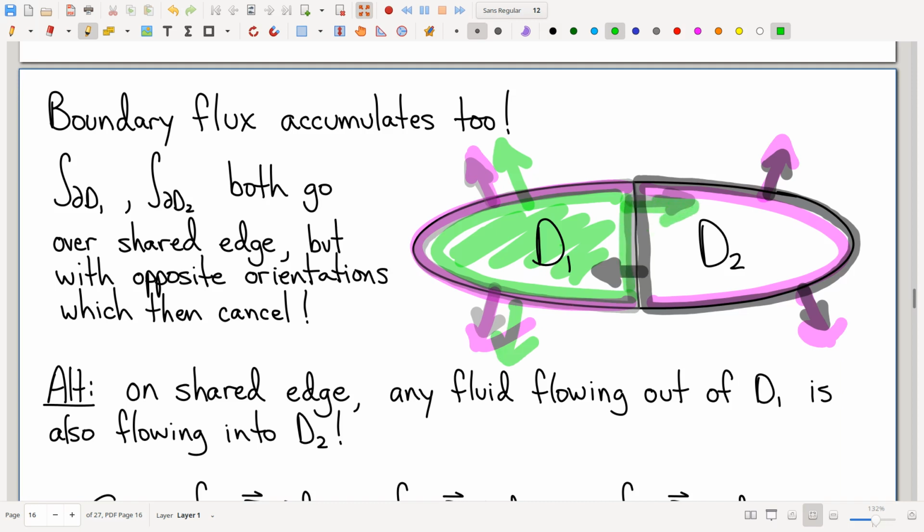Right, that's the boundary of D1. Oh, come on, eraser. D1. And then here's the right piece, D2. What does its boundary look like? Well, its boundary looks like this.